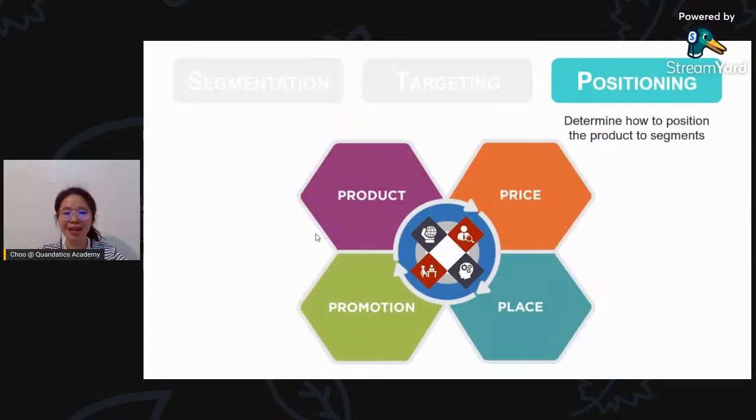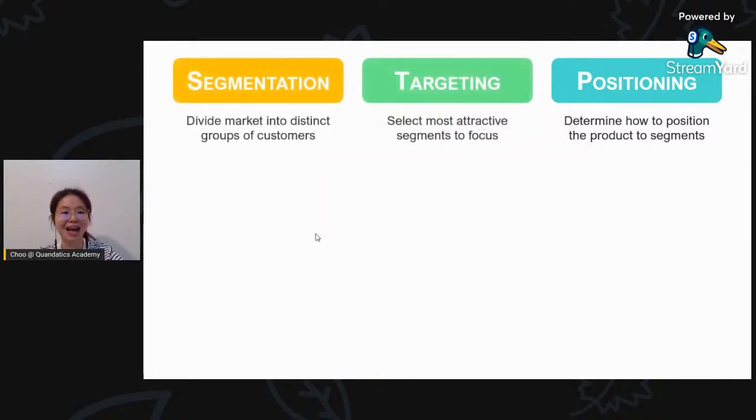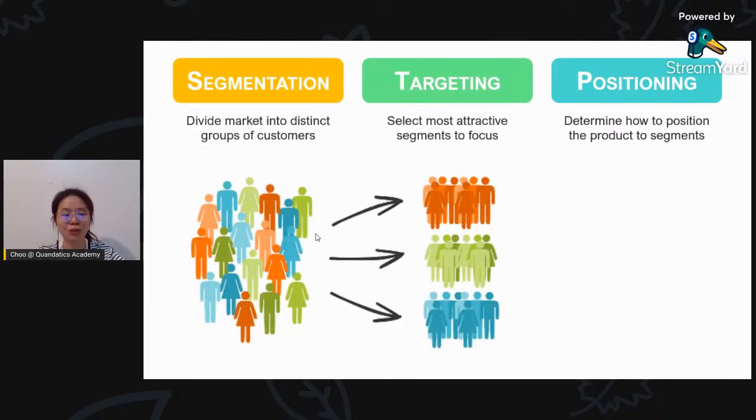Okay, so let's put everything into a picture, starting from segmentation to targeting to positioning. Segmentation aims to segment customers into different groups. Then targeting decides whether we want to target specific customers or all the customers. So here, let's say segmentation has already been done according to demographic, geographical, and other characteristics to group customers into different groups, and then we want to target everyone.